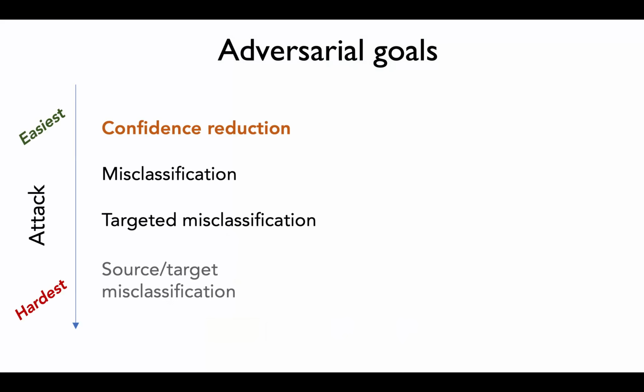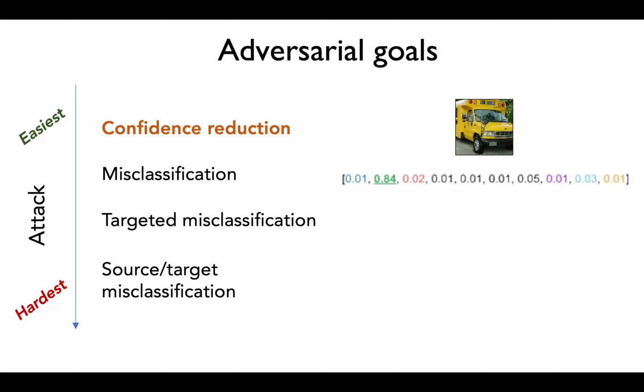So let me just illustrate the various adversarial goals and demonstrate which one is easy and which one is not. So we have listed 4 different adversarial goals and we have classified them, and gradually we see that the first attack, confidence reduction, is easy, misclassification is harder than that, targeted misclassification is typically even harder than that, and source target misclassification is hardest. Let me show you how this works.